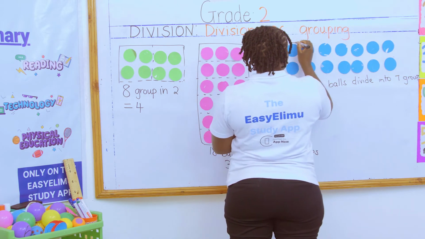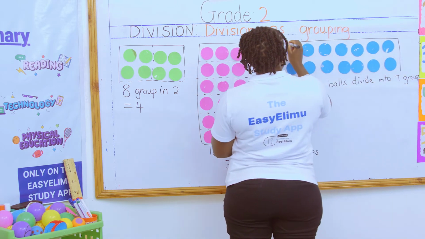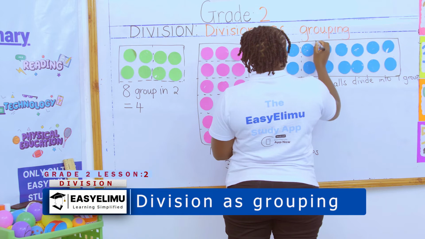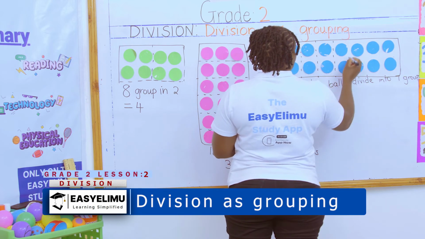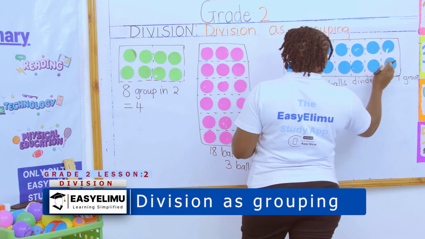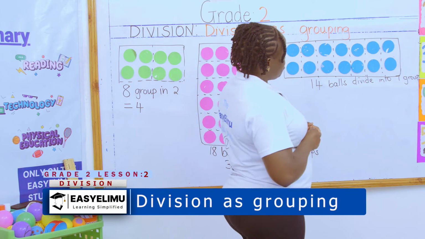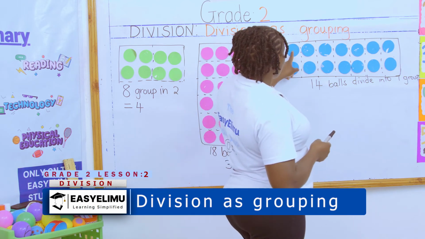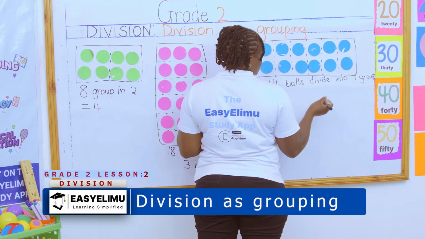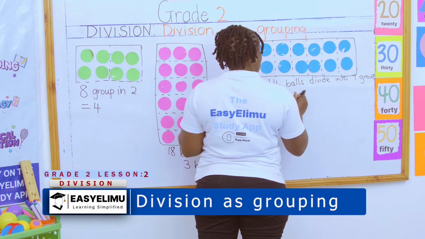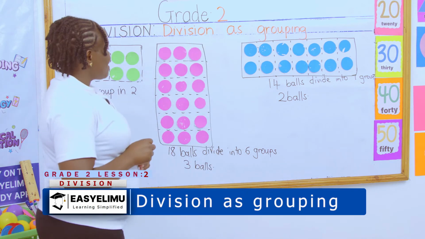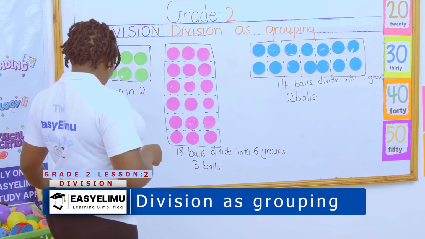So this is my box with the balls neatly placed. I'm dividing into how many? 7 groups. This is 1, 2, 3, 4, 5, 6, 7. So how many balls do I have in each group? 1, 2. So if I divide 14 balls into 7 groups, I have 2 balls in each group. Is that okay?